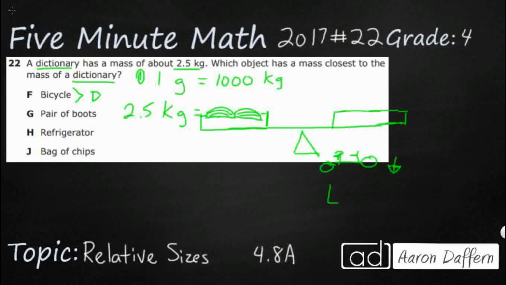But a pair of boots. So we've got some boots. We don't know what kind of boots. Could be cowboy boots, could be rain boots. Would you want to walk around with something about the mass of a dictionary on your feet? Well, if they're heavy boots, maybe. I'm going to put this as a maybe, because those dictionaries, I mean, they're heavy, but they're not impossible to carry around. It's not like a bag of bricks. So I'm going to put this as a maybe.